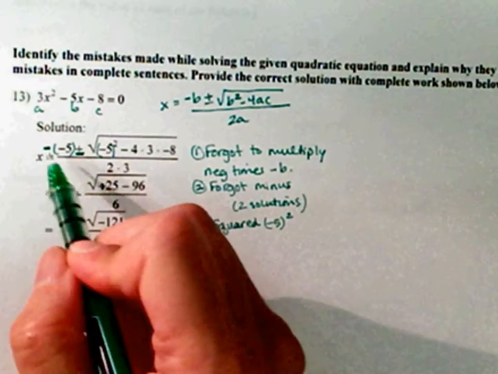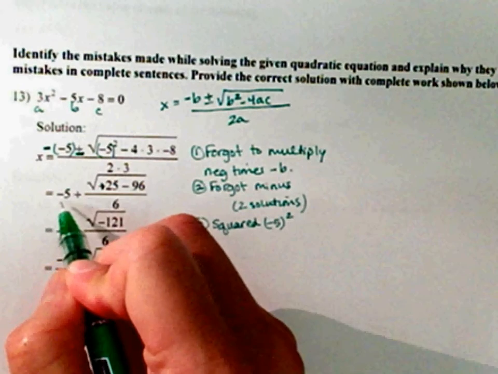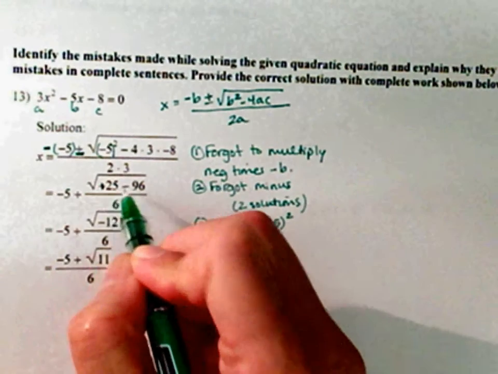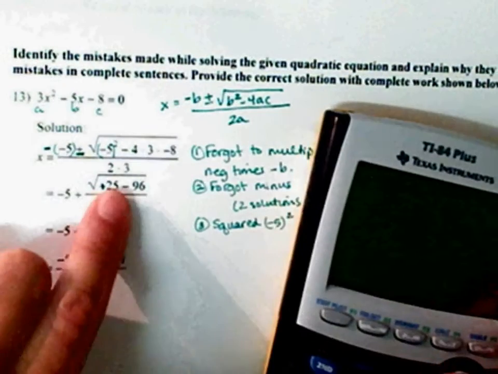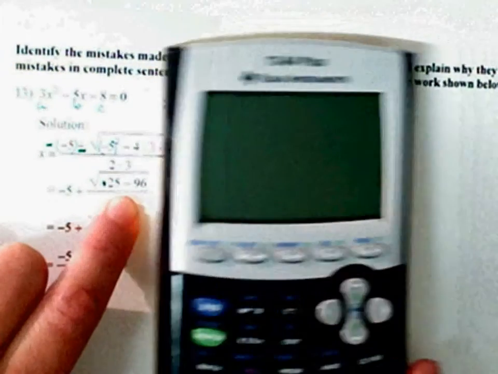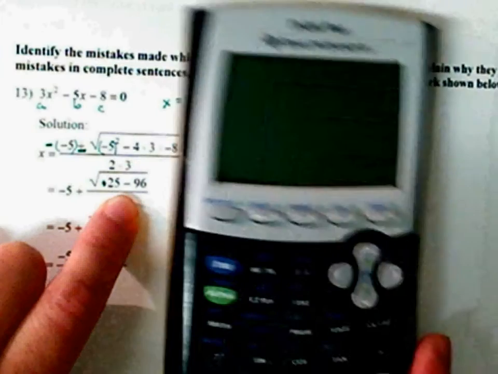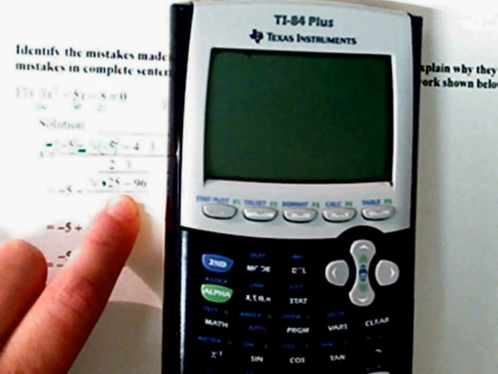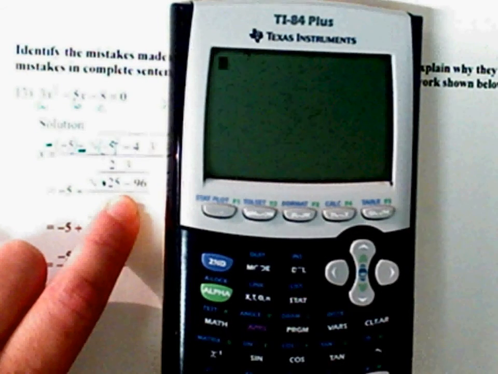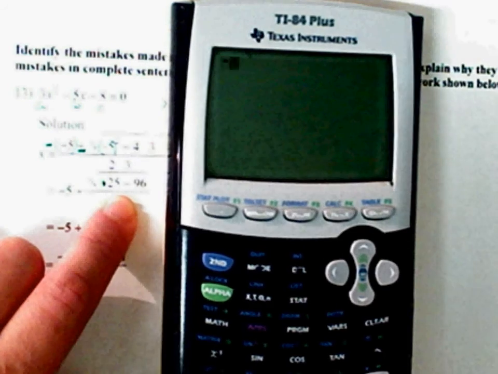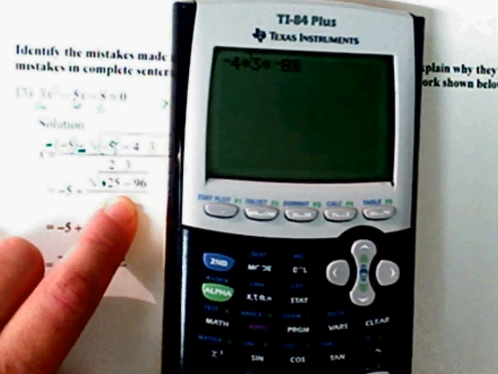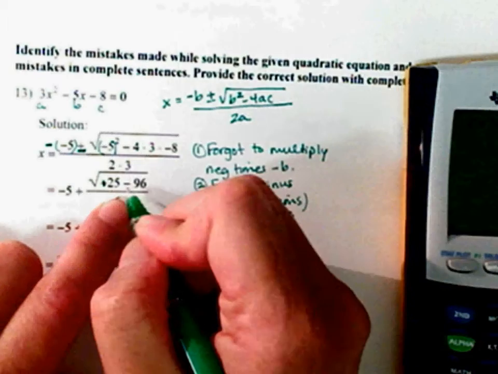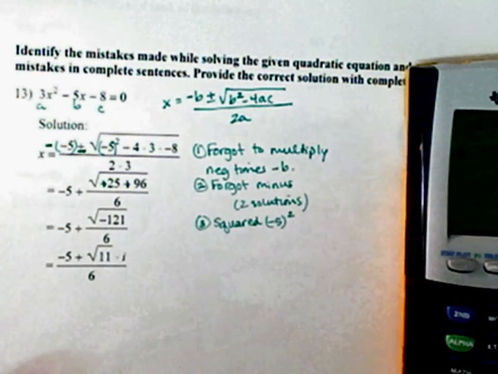Now, continue along. So they have a negative times a negative. That should have made it a positive. So this should have been a positive. And then you have negative 4, okay, times 3 times negative 8. Negative 4 times 3 times negative 8. That comes out, this should also be a positive 96.